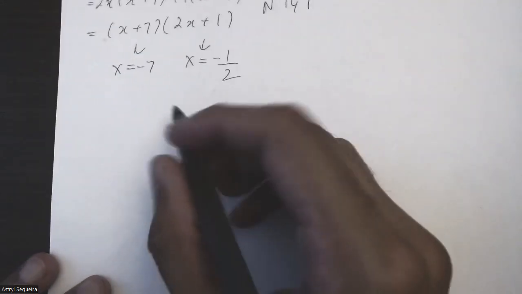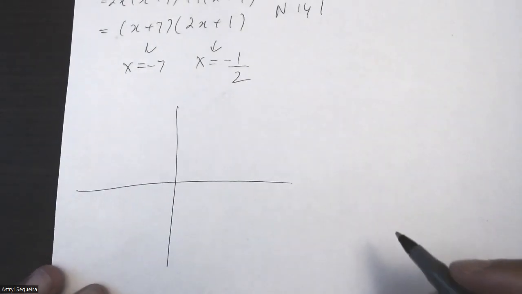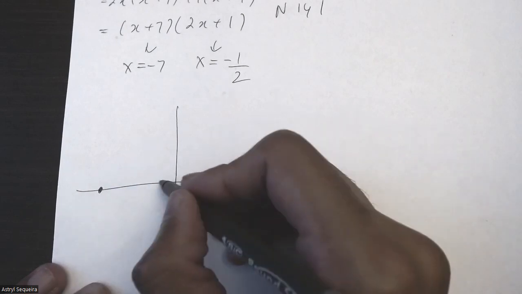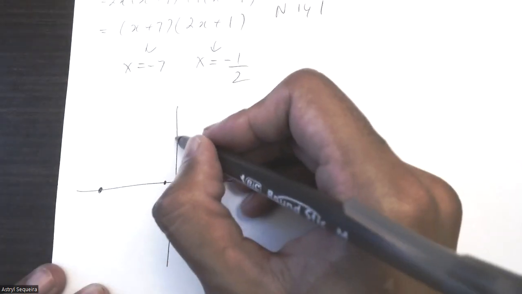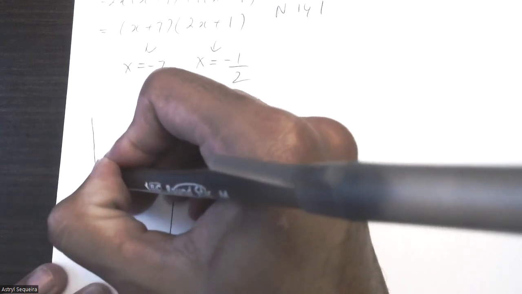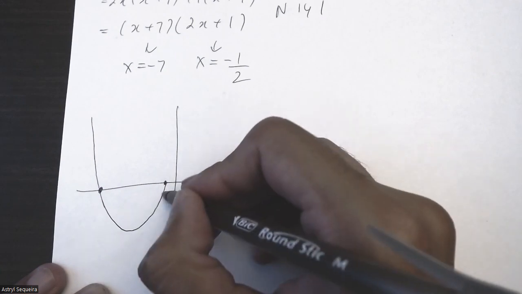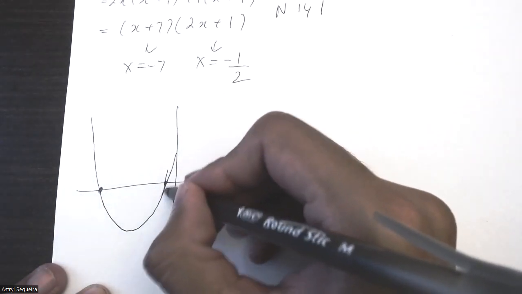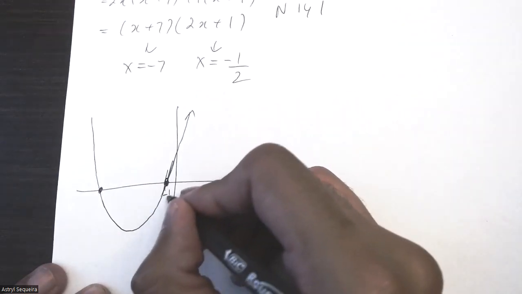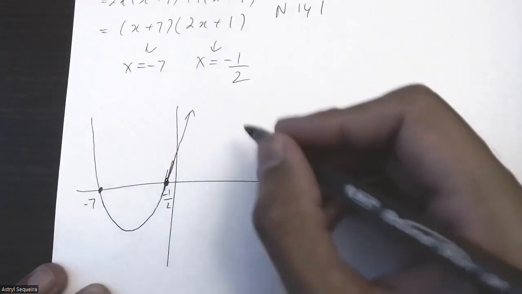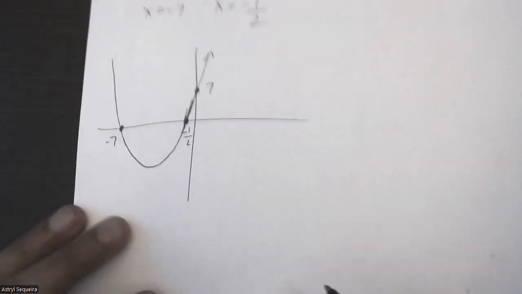Those are my x-intercepts. I can sketch my graph over here. So negative 7, negative 1 over 2, and then the y-intercept is positive 7. I'll label that a bit later. Let me do the sketch first. Oops. Not the best graph over there, slightly messed up, but you get the idea. Negative 1 over 2, negative 7, and then the y-intercept is positive 7 from standard form.